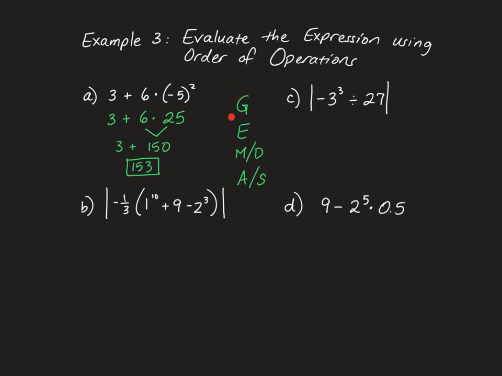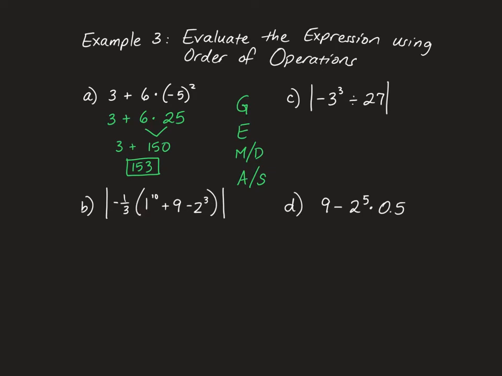On letter B, I need to follow the order of operations again. This time I will be using groupings, and I have two different groupings. I have a grouping here, which are the parentheses, and then I have a great big grouping here, which is the whole problem, which is the absolute value. So first I'm going to work inside the one on the inside, so we need to do the parentheses first.